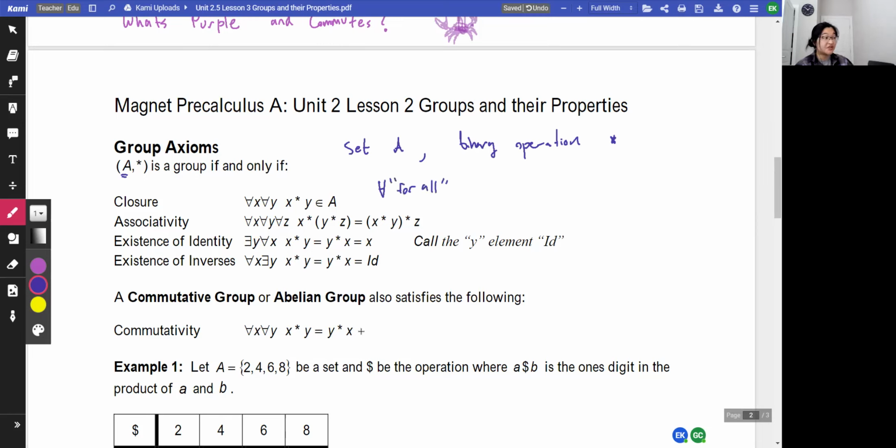Associativity, we introduce another element. So we have for all X, for all Y, and for all Z, X star, the grouped operations Y star Z, is equal to the grouped operations X star Y, star Z. And that long pause was to close that parenthesis. And then it's the backwards E thing, which is existence. I don't know if we have talked about that yet, but there exists element Y for all X, such that we have X star Y equals Y star X equals X.